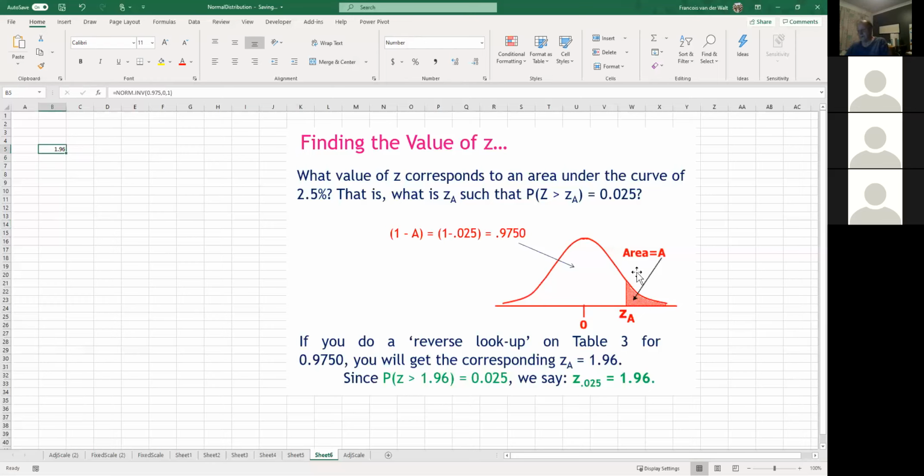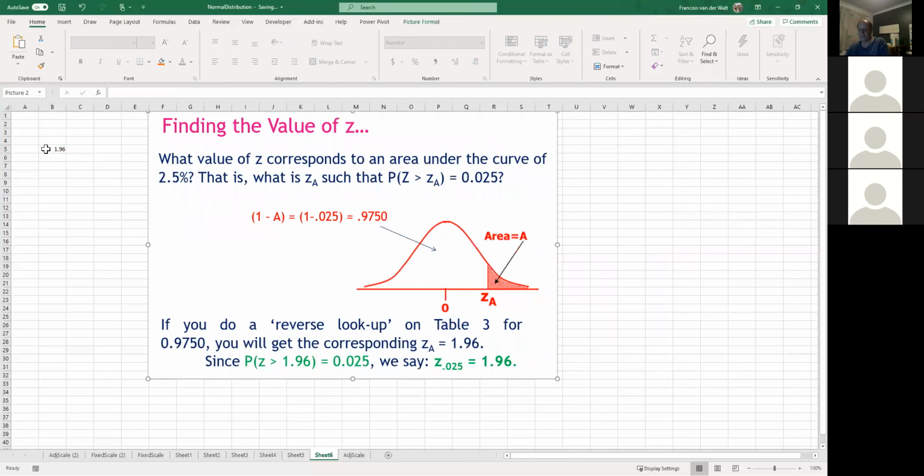So I can ask you the question: what is the Z value, or what value of Z corresponds to this? And this is, again, a standard normal distribution. The nice thing about Excel is I don't need to stick to the standard normal distribution. I can stick in any normal distribution.